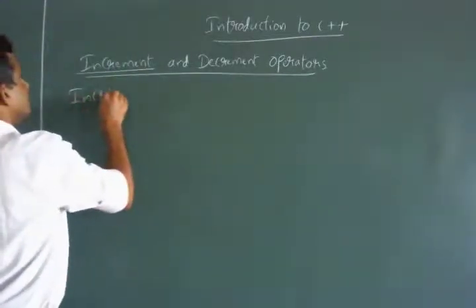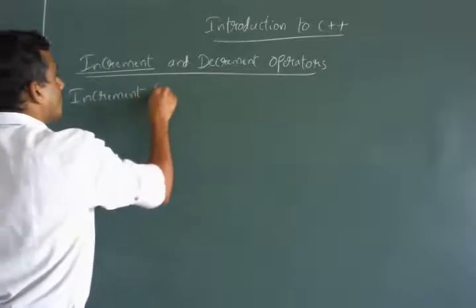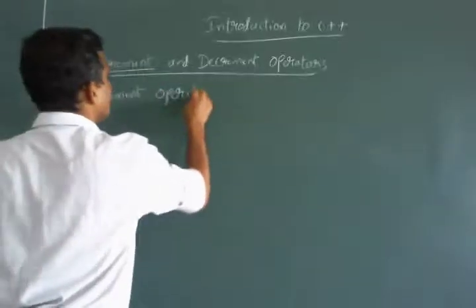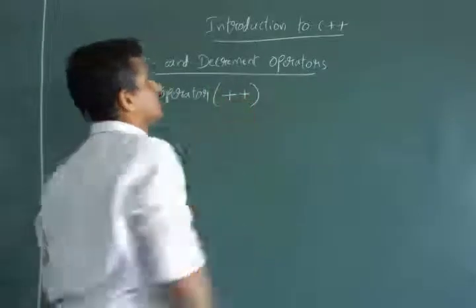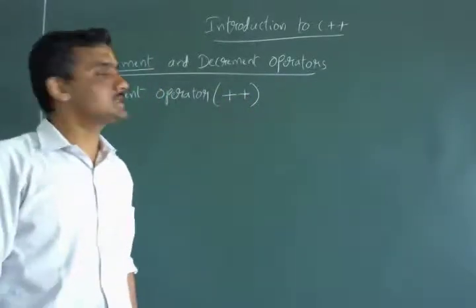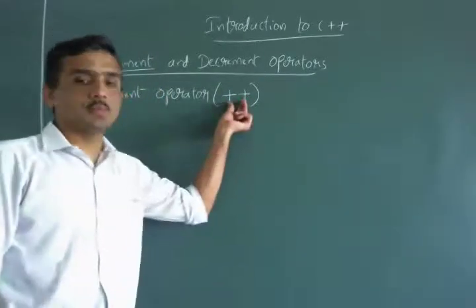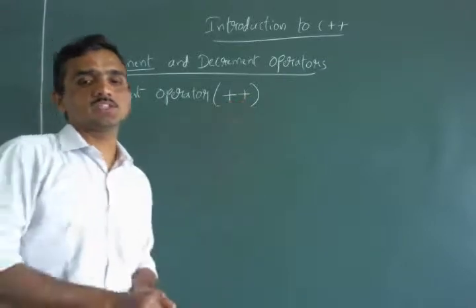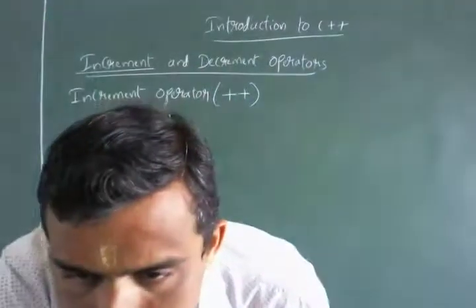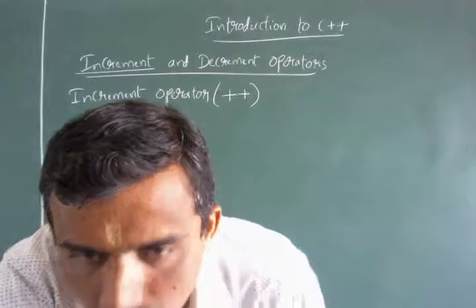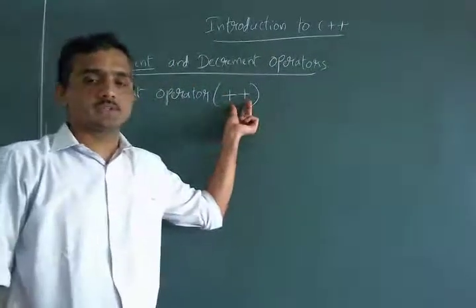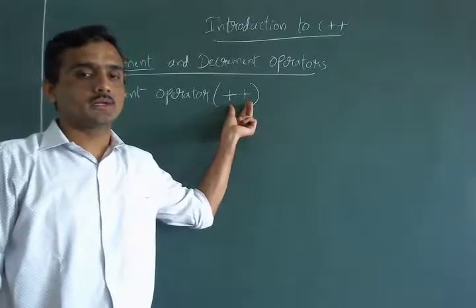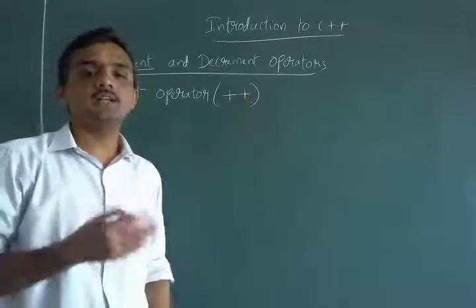So the increment operator symbol is plus plus. I have to write two plus symbols continuously without a space. That is called the increment operator. If you leave a space, the meaning changes.